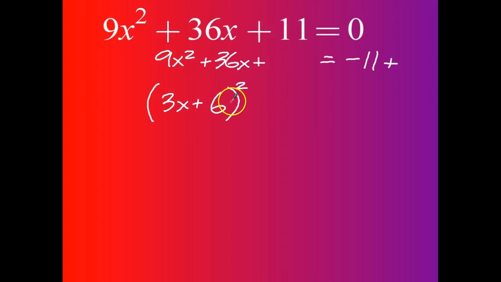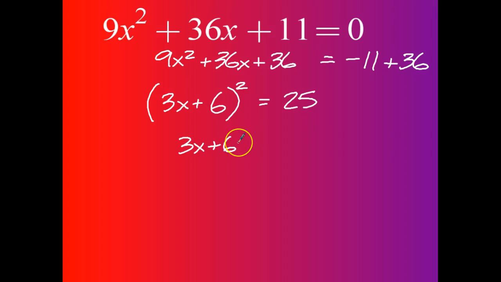So then what am I adding to both sides? Well, then I'm going to add a 36 here, and I'm going to add a 36 here, and I'm going to end up with 3x plus 6 squared is equal to 25. Well, this one looks pretty nice because 3x plus 6, right? I'm going to take, well, we'll take the square root of both sides now. So 3x plus 6 is going to be equal to 5. So that means 3x is equal to, oops, this is plus or minus 5.